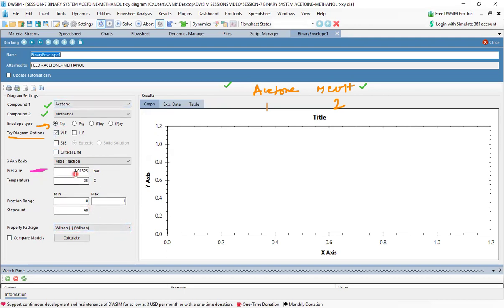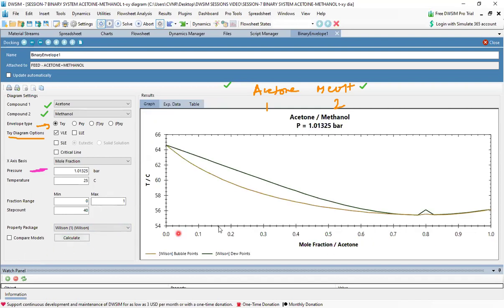That means pressure is constant. Pressure is 1.013 bar. It is nothing but atmosphere. The x-axis basis is what? Mole fraction. See, what is the basis of x-axis? It can be mole fraction, mass fraction, mole percentage, mass percentage. So let us take mole fraction here. And then you come here and press calculate. So it is calculating here, see. Now we got the curve of the TXY diagram.